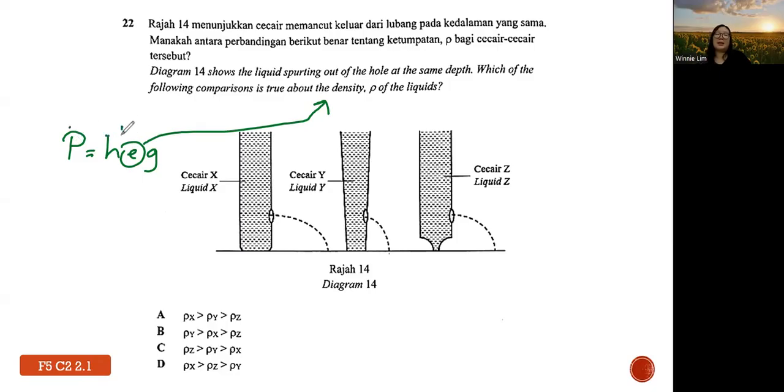The higher the density, the higher the liquid pressure as well. So why does X spurt up highest? That's why the density of X is the highest. Then followed by Z, and then followed by Y. Y, the density is the least. So you check which option is the correct answer for 22 that has the same idea as what the teacher shows. So it's D, the answer for this question is D.